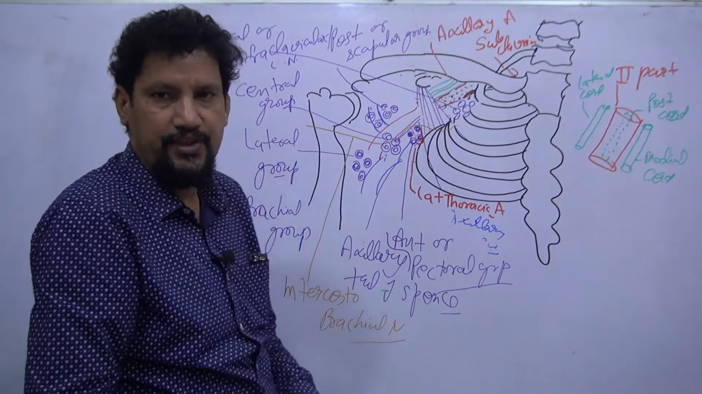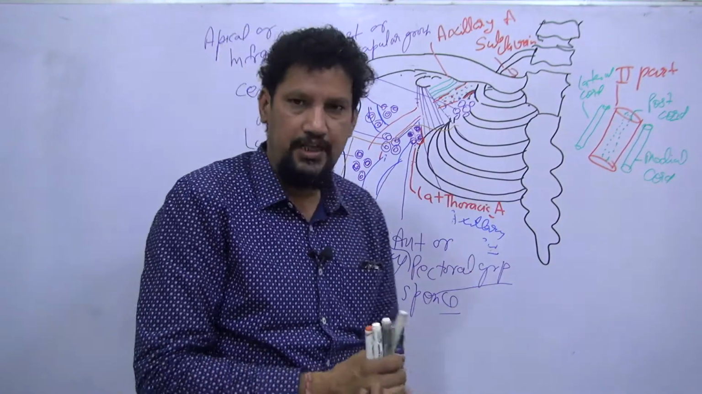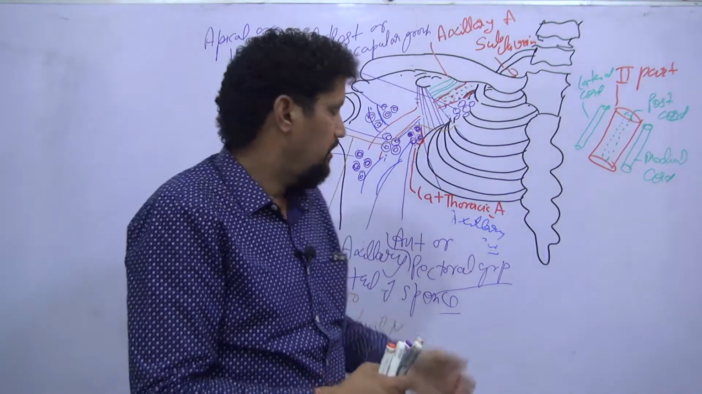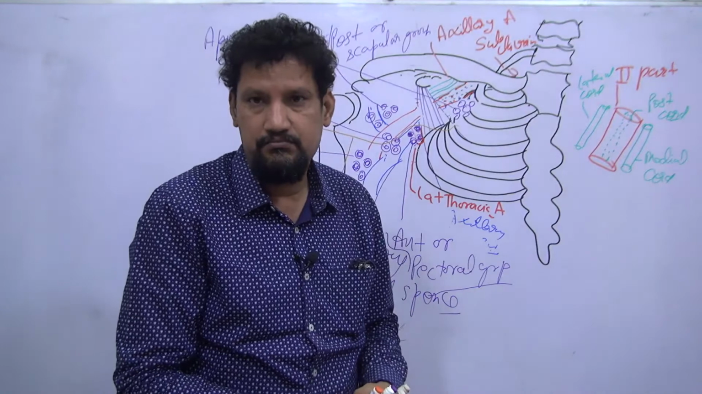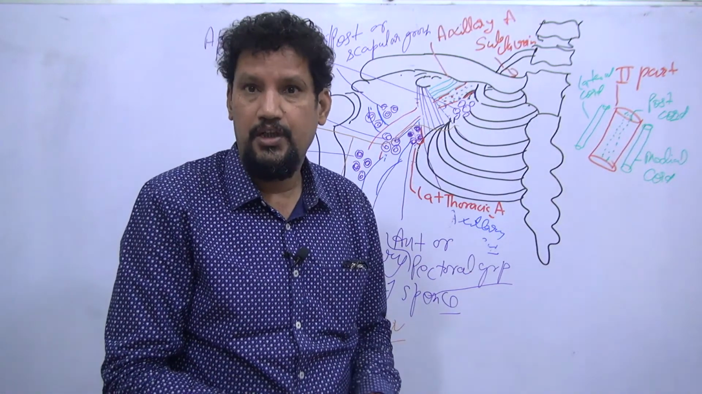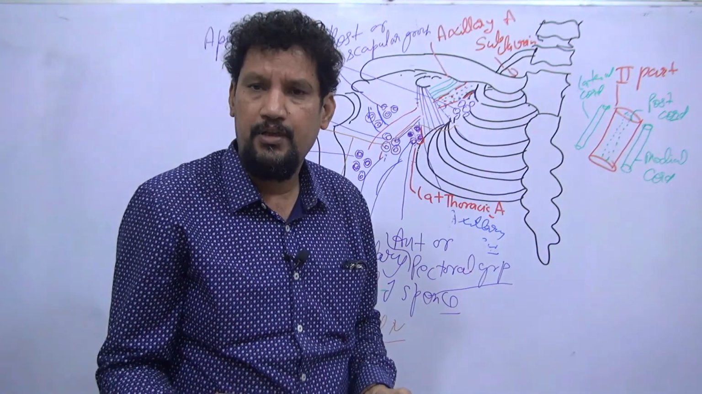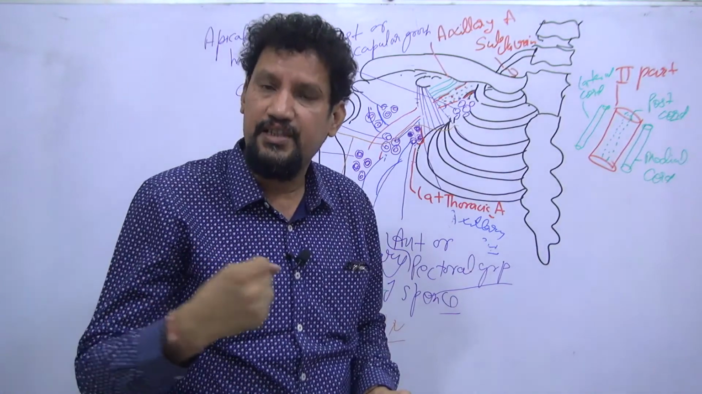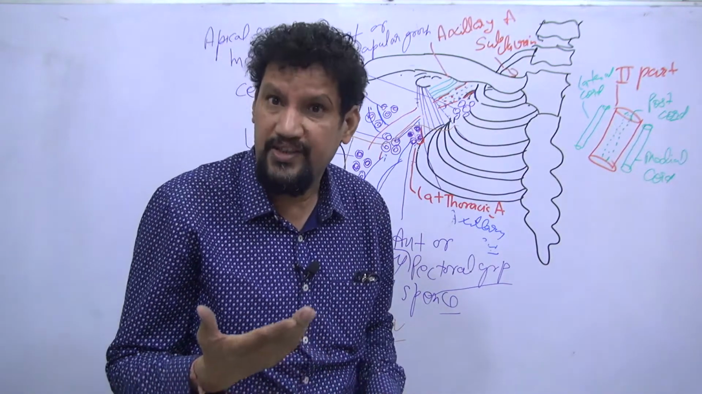So what happens when there are some diseases of the breast, like breast carcinoma? These lymph nodes are enlarged in size. Due to enlargement of these lymph nodes, there will be compression of the intercostobrachial nerve, which is bringing the sense of pain, touch, temperature, pressure from the base and medial side of the arm.